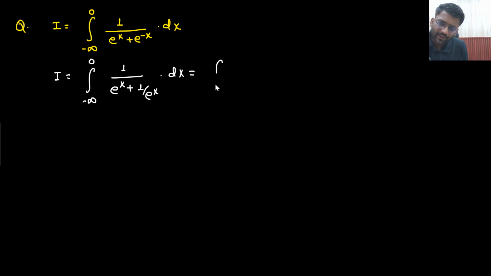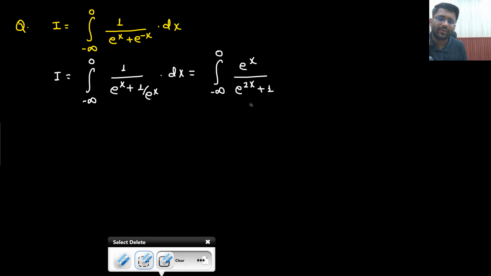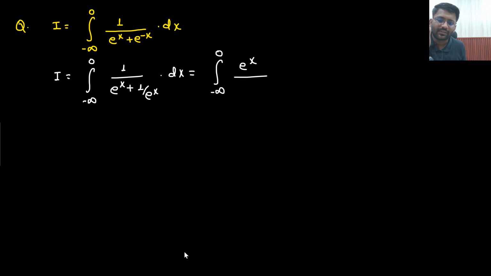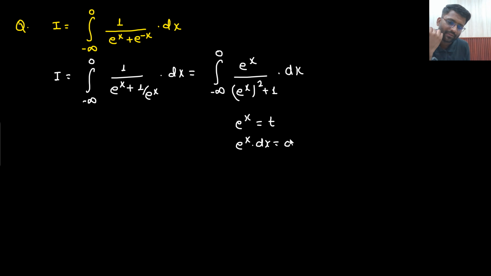Okay. So what I will do here, first of all, I will make it look good. Integral going from minus infinity to 0 of 1 upon e to the power x plus 1 by e to the power x dx. Multiplying by e to the power x upward, we get e to the power x dx upon e to the power 2x plus 1, which will become e to the power x whole square plus 1, dx. Now simply you can see that if I assume e to the power x as t, then e to the power x dx would become dt.